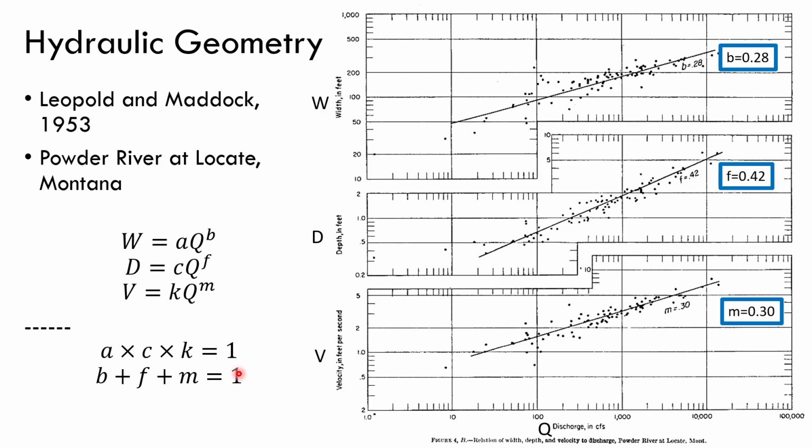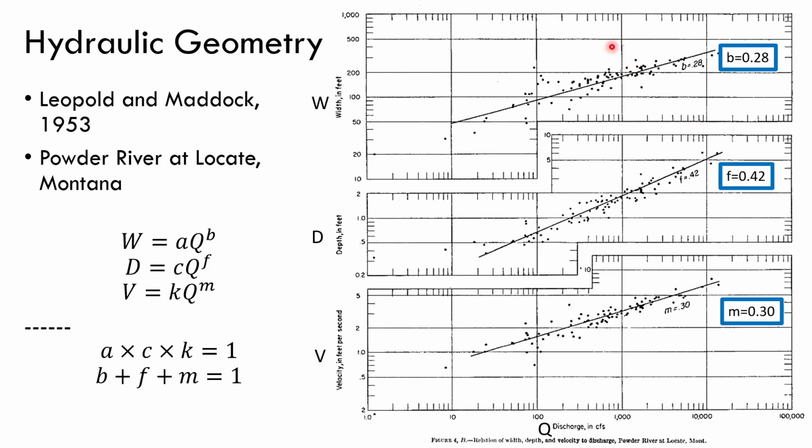So the key thing here to remember is that the B, F, and M here are not mutually exclusive. The reason that, if we add these together, they equal 1, is that if you think about the relationship between discharge and width, depth, and velocity, and remember way back to some of the first discussions about discharge, discharge is width times depth times velocity. So these are not necessarily independent equations. There is definitely some crossover in how these things operate.